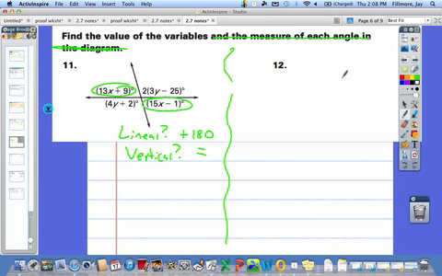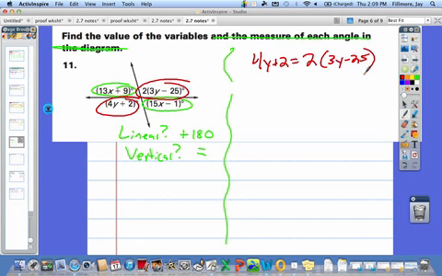So to solve for y's, we need to identify, are they a linear pair, or are they vertical angles? Well, these, again, are across from each other. So they're going to be vertical angles. We'll set them equal to each other. If they were next to each other, we would add them to get 180. So in this case, 4y plus 2 equals 2 times 3y minus 25. I'll distribute my 2, so the left side stays the same. The right side is now 6y minus 50. You distribute to both pieces, not just 3y.